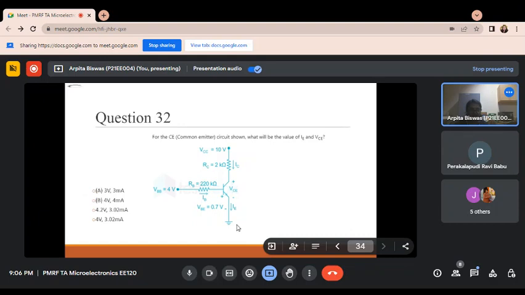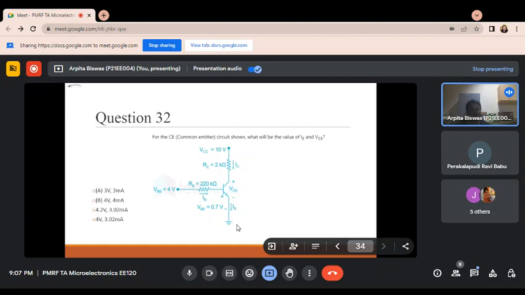So 10 minus ICRC minus VCE equal to 0. Then what happened? Just put the value of VCC and RC, and for IC here we have to find the IE. So you can write here, instead of IC, 2 into (IE minus 0.015). It means IE minus IB, plus VCE equal to 10. Okay, we got the equation. Then the final equation is 2IE plus VCE equal to 10.3, I think. 10.03 or 10.3, something. I think 10.03.